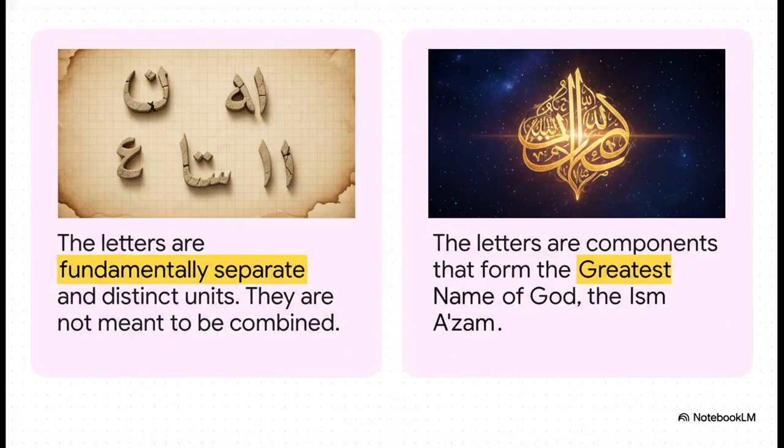So, right out of the gate, two major theories pop up. One scholar, Afrasiab, he basically argued that these letters are what they are. Distinct, separate units. Don't even try to combine them. But there's another, much more prominent view, and it's the one that's really central to our source material. This view says that these letters are actually the building blocks of something incredibly powerful, God's greatest name, the Isma Azam, which is believed to hold just immense spiritual power.